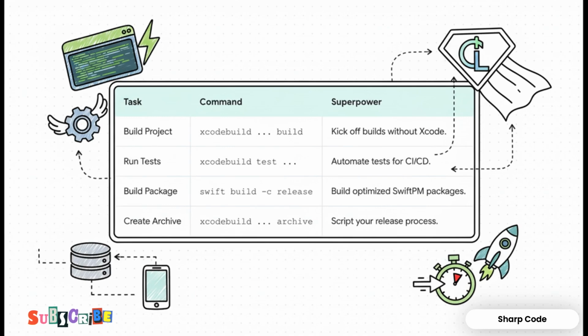With xcodebuild, you can compile your whole project without even having Xcode open. Then there's xcodebuild test, which lets you run your entire test suite with a single command. This is the absolute heart of continuous integration, or CI. It's how you can automatically test your code every single time you push a change. And finally, xcodebuild archive lets you script your entire release build. This isn't about saving a few seconds. This is about making your whole process repeatable and bulletproof.